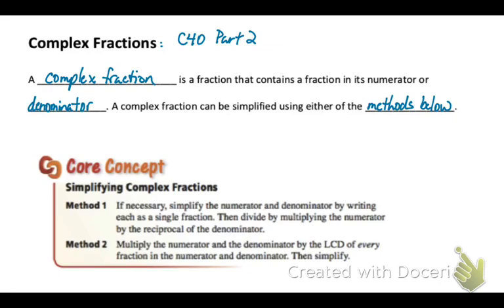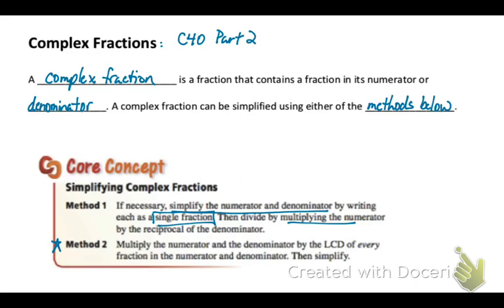Method 1 involves, if necessary, you simplify the numerator and denominator separately by writing each as a single fraction. Then you divide the numerator and the denominator by doing the keep, change, flip method, so multiplying the numerator by the reciprocal of the denominator. We, however, are going to focus on method 2. This is a method that's a type of clearing the denominator.